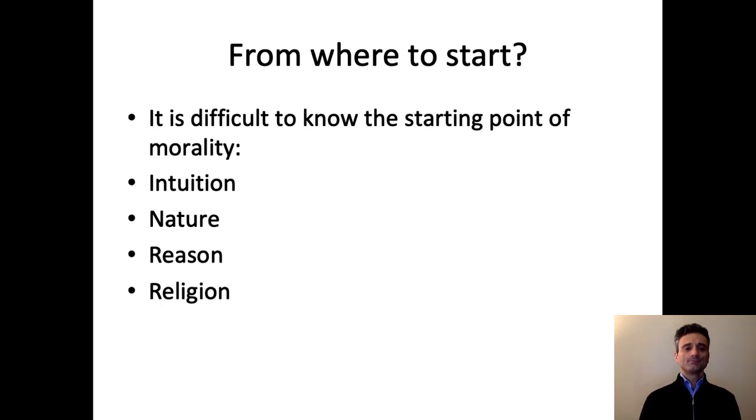Another way to start is reason. But of course, why should we not start with reason? We should always start with reason, right? But more specifically, what this means is that there are certain philosophers who argue that the rules of morality can be determined on the basis of what is rational. So what is rational is what is moral. What is irrational is immoral. And finally, I mentioned this earlier, religion. The starting point of morality for many philosophers is God, God's commands.